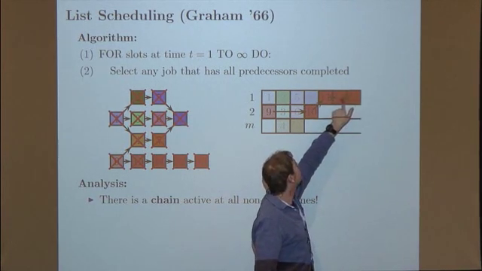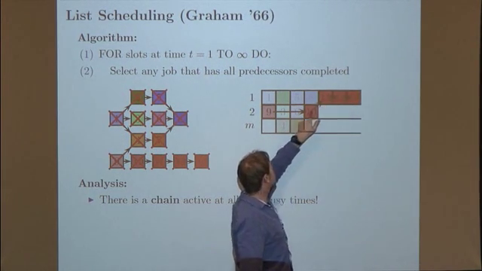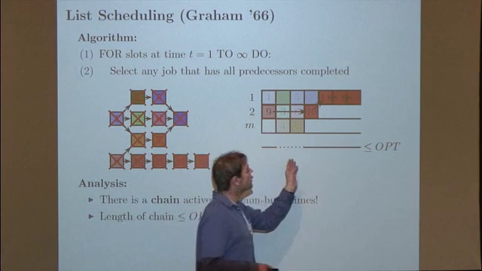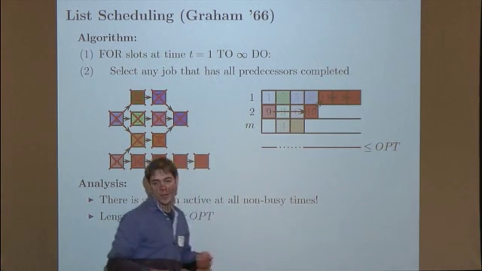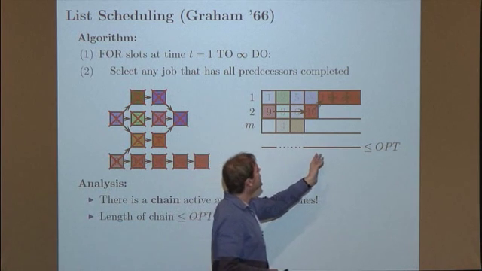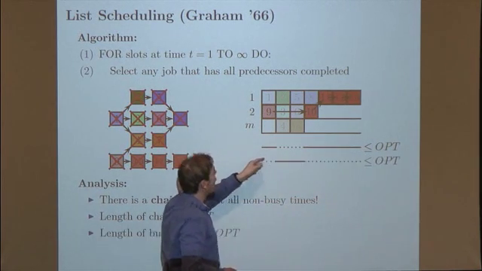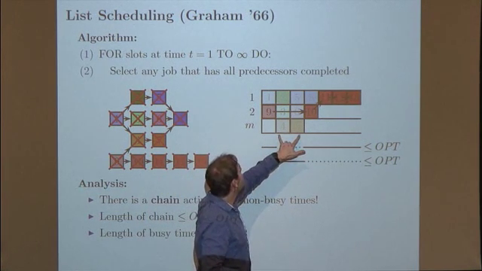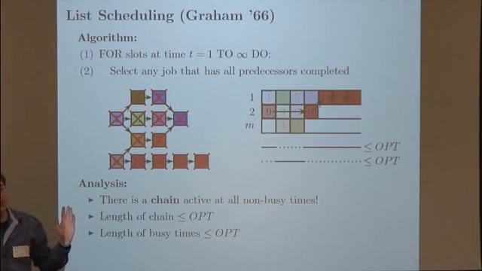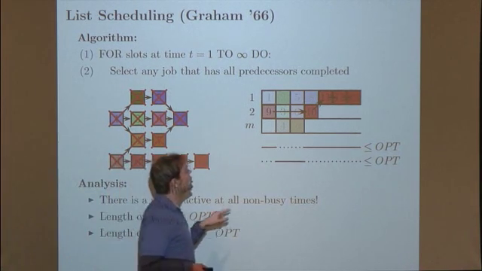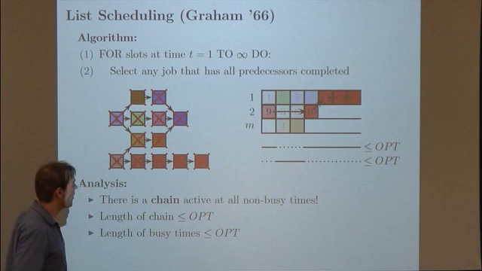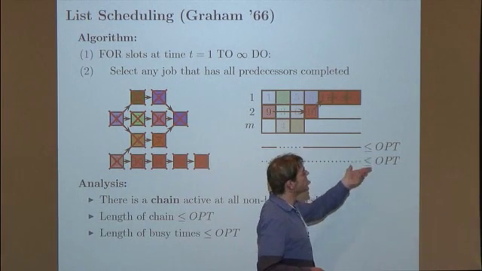You could wonder, why did I not schedule this guy earlier? Well, because of this job. Why did I not schedule this guy earlier? Because of this job, and so on. Now, if you have a chain, what's the length of the chain? The length of any chain is a lower bound on the optimum, because the optimum also needs to process the chain somewhere. So that gives us a bound on the non-busy periods. Bounding the busy periods is even easier, because even if the optimum were allowed to ignore all the precedence constraints, just to process all the jobs you need at least that amount of time. Good. And now you just add things up, and you get that the schedule we're getting has length at most 2 times the optimal.